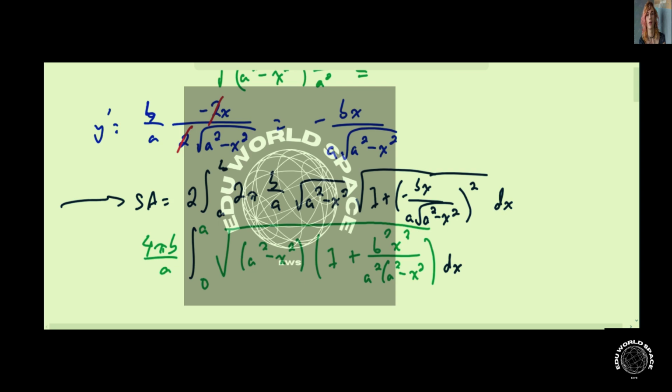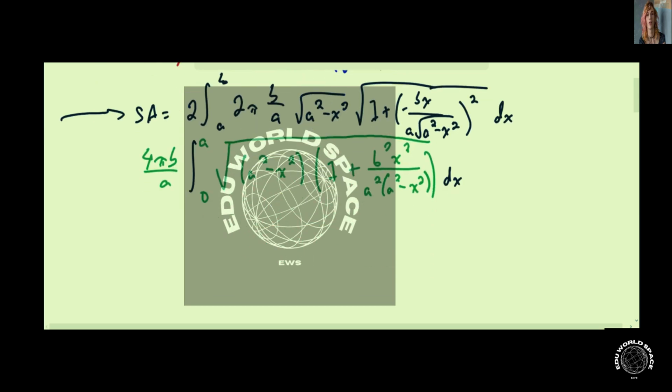What we can do then is we can distribute all of this stuff. We can distribute this a squared minus x squared into both terms here. So we'll have 4 pi b over a, integral from 0 to a. We'll have a squared minus x squared plus b squared x squared over a squared dx.